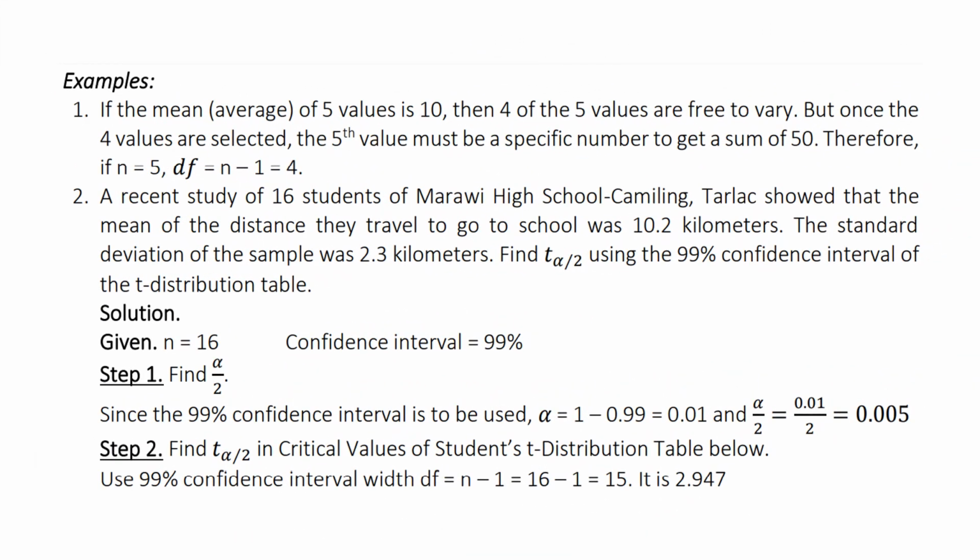For example, number 1: if the mean or average of 5 values is 10, then 4 of the 5 values are free to vary. But once the 4 values are selected, the fifth value must be a specific number to get a sum of 50. Therefore, n is equal to 5 and the degrees of freedom is 5 minus 1, which equals 4. That's how easily we compute the degrees of freedom: we simply subtract 1 from the sample size n.